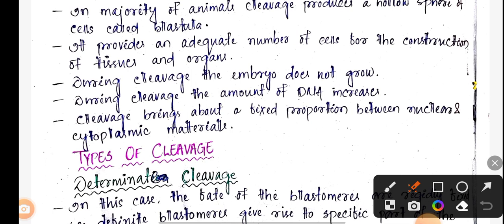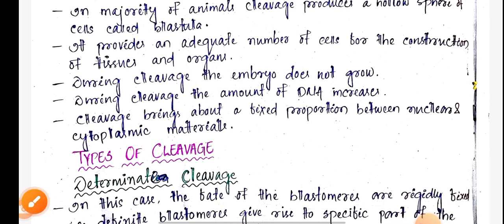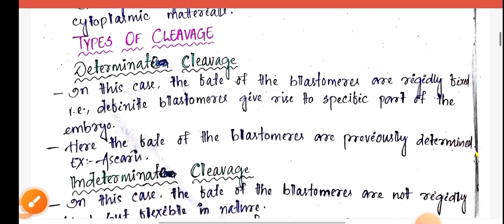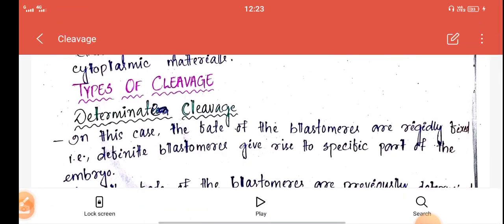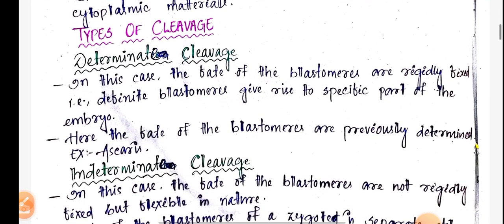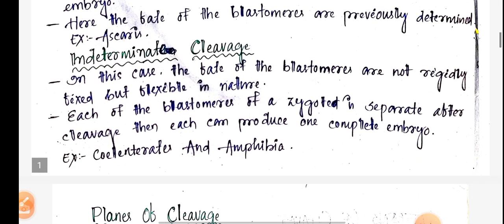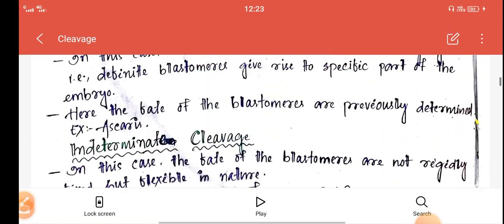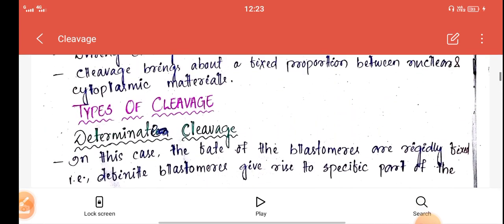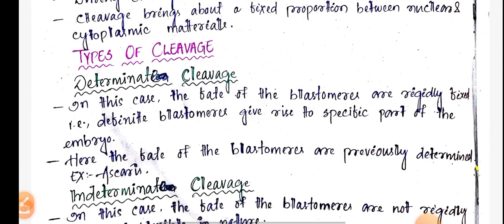So now let's discuss the types of cleavage. Mainly we can discuss two types. One is determinate cleavage. Second is indeterminate cleavage. So there are two types of cleavage. What are determinate cleavage and indeterminate cleavage?